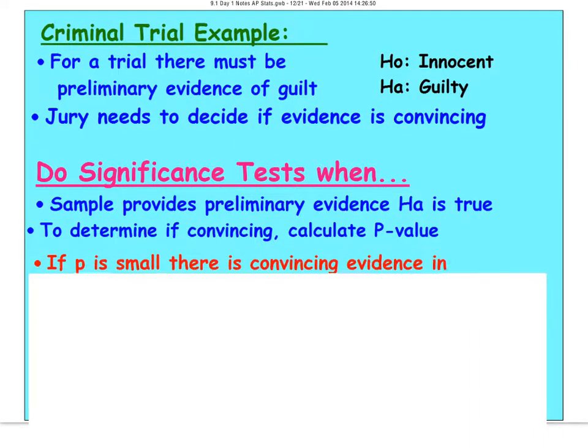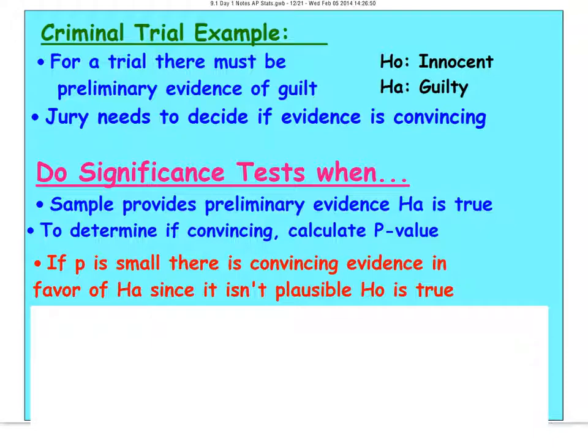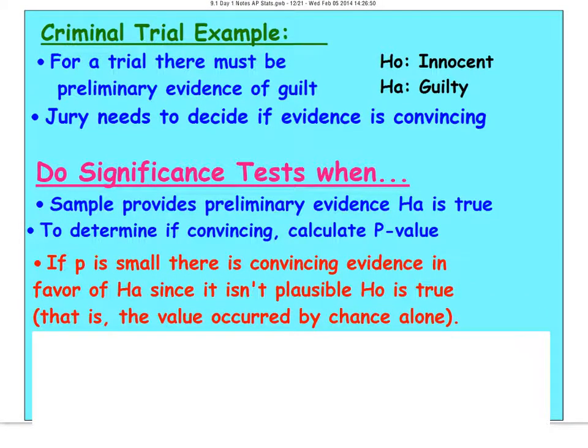If it's convincing, what you're going to do is calculate the p-value and make a conclusion. Now, the conclusion you would make is, if the p-value is small, meaning the probability of that stat happening, given H sub O is true, is small, there is convincing evidence in favor of H sub A, since the plausibility of H sub O being true is so unlikely and so rare to happen. And if it's so unlikely and rare to happen, one might say that the value occurred by chance alone.